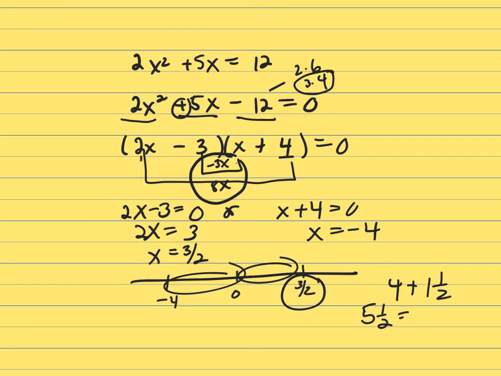They want me to switch this. 5 times 2 is 10, plus 1 is 11 over 2. And that is one of my choices.